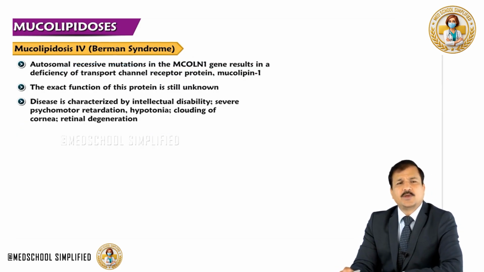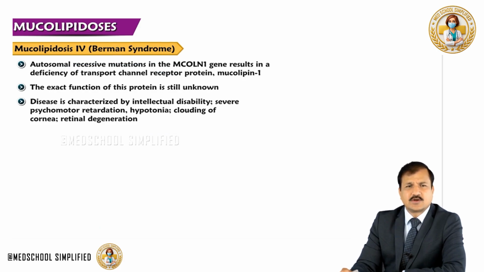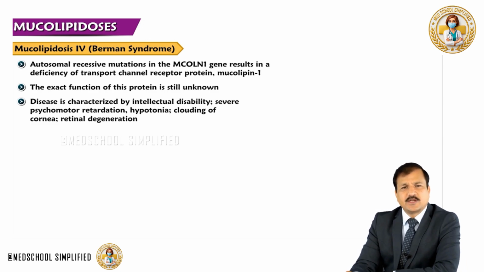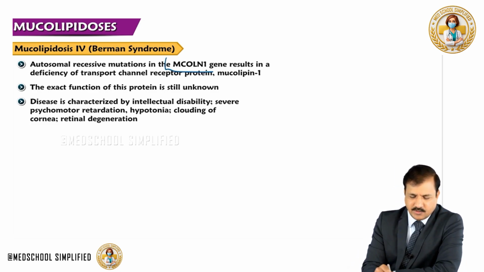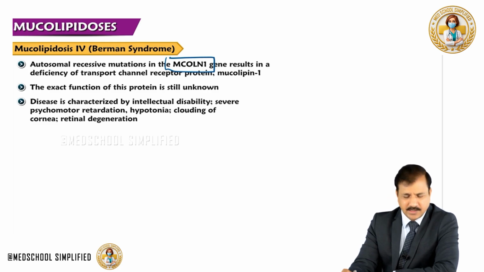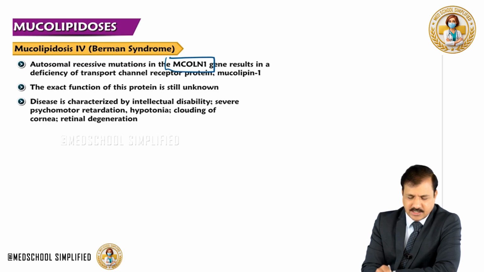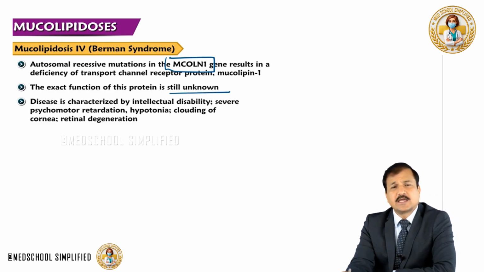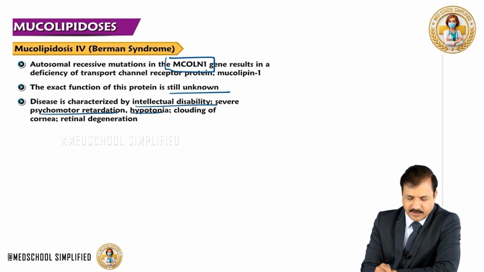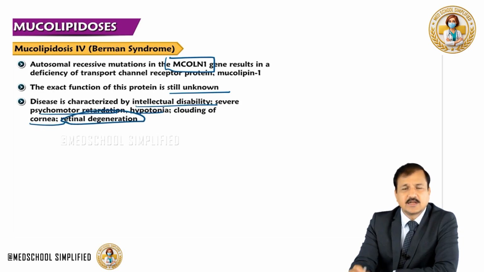Now coming to mucolipidosis type 4, also referred to as Berman syndrome. It is an autosomal recessive mutation in the MCOLN1 gene, which results in deficiency of a transport channel receptor protein, that is mucolipin 1. That's what MCOLN1 is. That's the name of the gene coding for mucolipin 1. The exact function of this protein is still not known. The disease is characterized by intellectual disability, severe psychomotor retardation, hypotonia, clouding of cornea, and retinal degeneration.